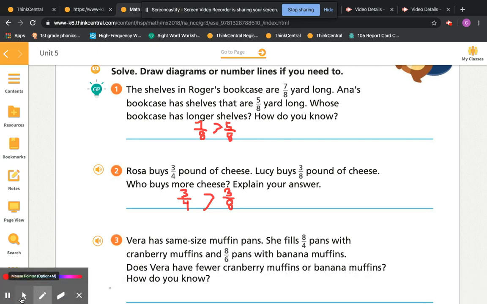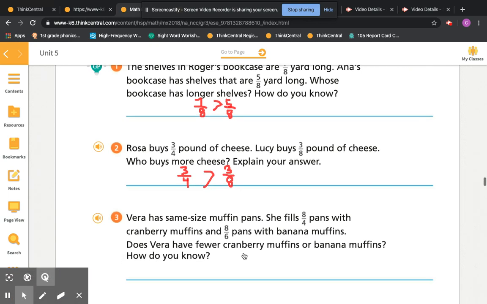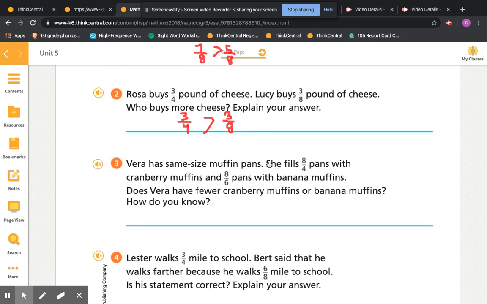Now, on the next one, it says you have to compare two fractions that are 8/4 and 8/6, all right? Which means you're comparing two fractions that have the same numerator. You already know the rules for that. So your job is going to be to write the two fractions and to compare them using the rules that I taught you, all right?